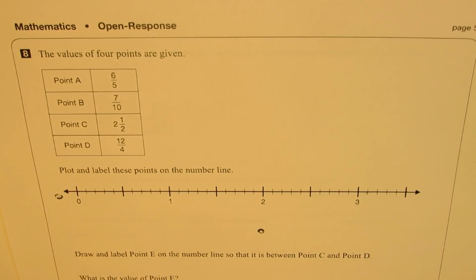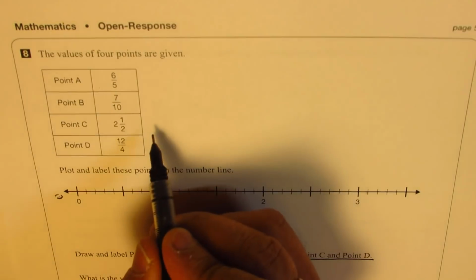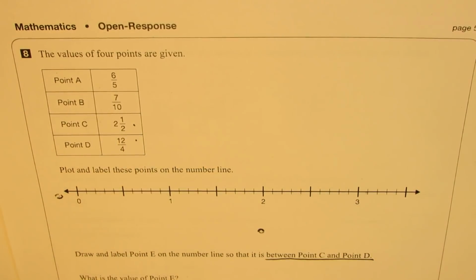The second part here is, draw and label point E on the number line so that it is between point C and D. So somewhere in between these 2 points, right? What is the value of point E? So it's an open question. You need to figure out what could be point E. Let's first begin with plotting the points.